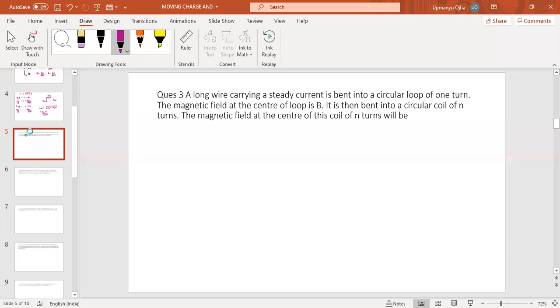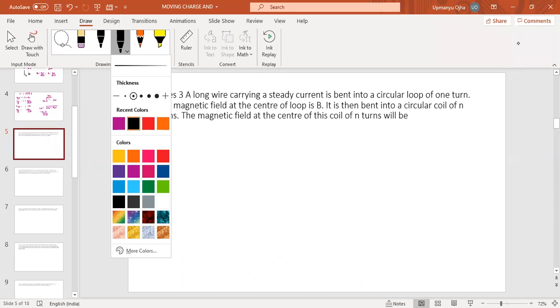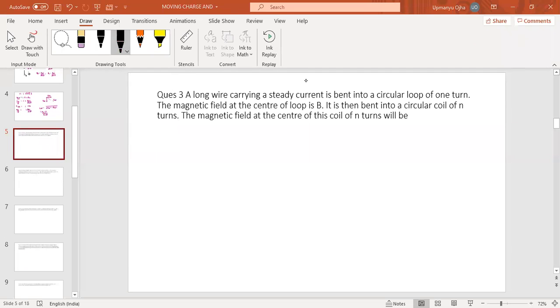Now next problem, question number 3. A long wire carrying a steady current is bent into a circular loop of 1 turn. The magnetic field at the center of the loop is B. It is then bent into a circular coil of n turns. The magnetic field at the center of the coil of n turns will be? That is n square B. Very good. I hope you have got this answer.